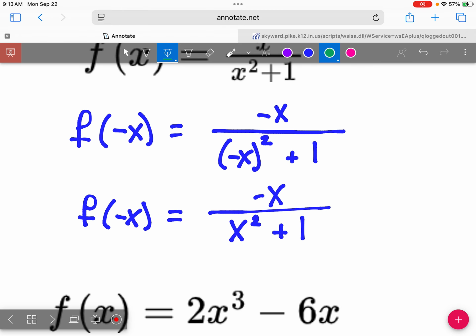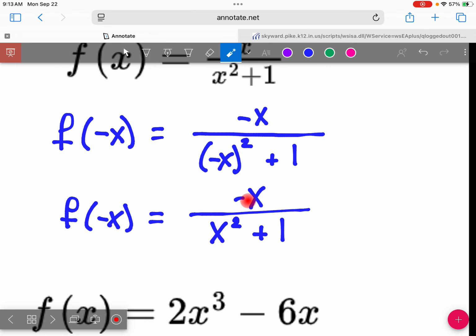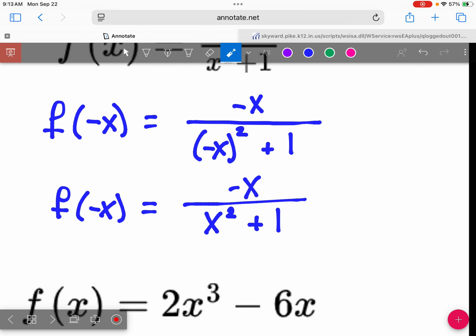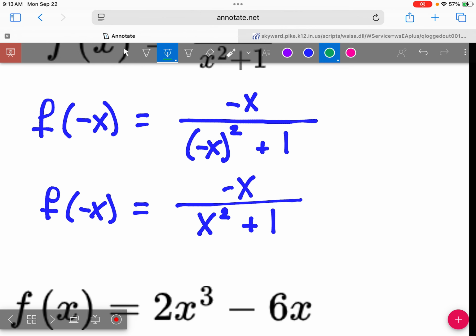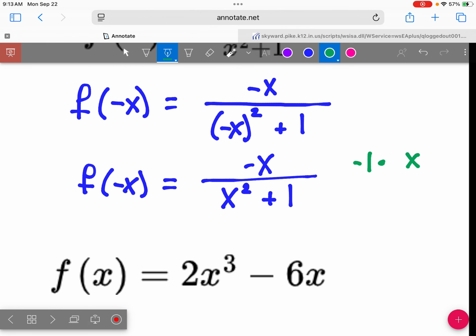I think you're thinking negative exponent. This is just a negative out in front. But I could rewrite this, right? We could rewrite minus x as minus 1 times x. Or in fact, we could have that as minus 1 times x over x squared plus 1. That's the same thing, right?